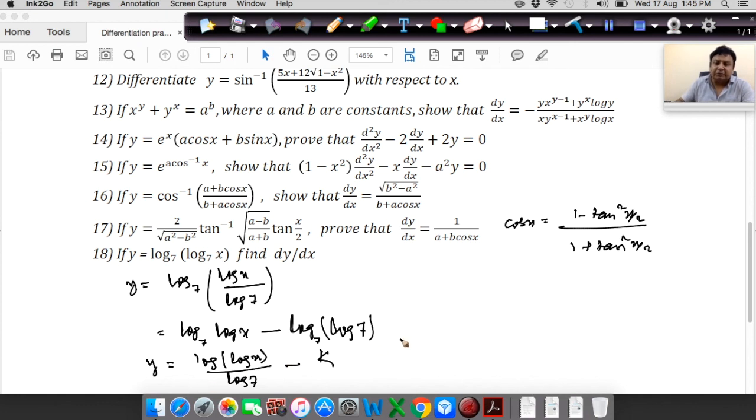Now if I differentiate, it will be log x. First of all, 1 upon log 7 is a constant, is kept outside, and then I have log x. So 1 upon log x into 1 upon x following the chain rule, and minus 0. So your answer is 1 by log 7 log x into 1 by x.